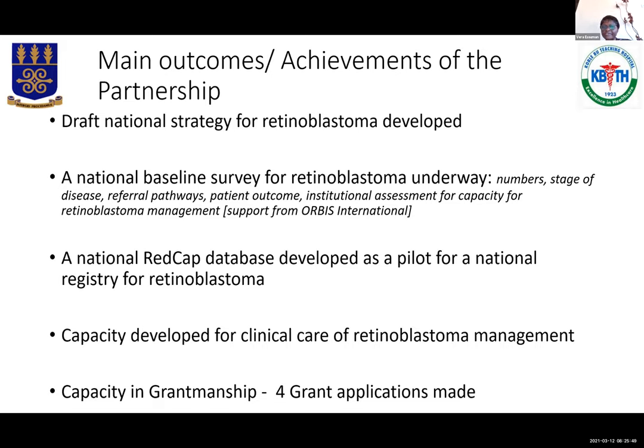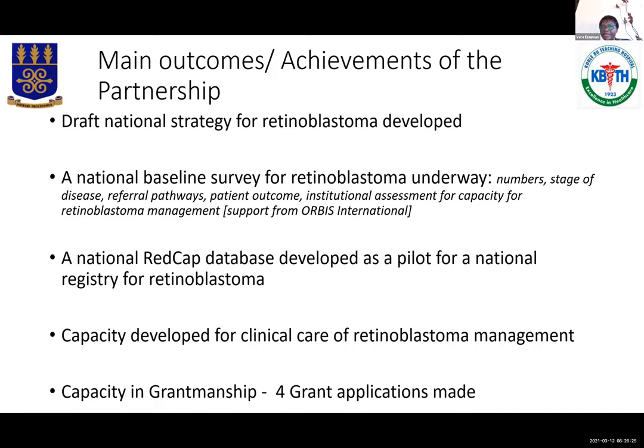A national baseline survey for retinoblastoma is underway. It's almost complete. And Dr. Demeras is a co-PI with me. And we are working with other colleagues across the country, trying to look at the number of patients with the disease, the stage of the disease, the referral pathways, patient outcomes, and also assess the institutional capacity across the country for retinoblastoma management.